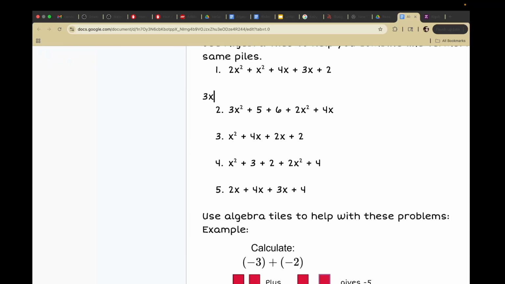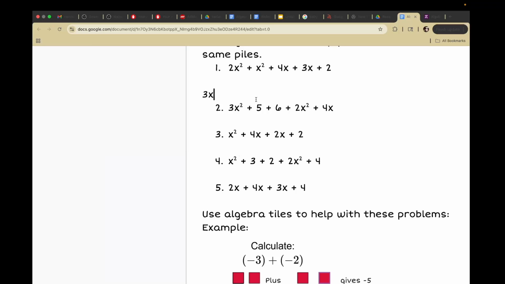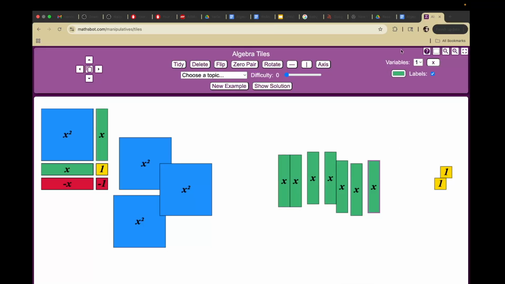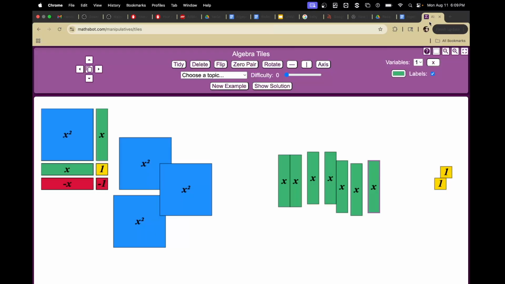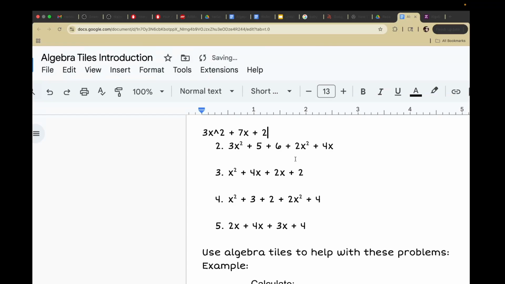Imagine that's squared. And then plus 7 x's, that's 7 right there. Plus 7x, plus 2. And there you go. That's basically what you're going to do for these problems.